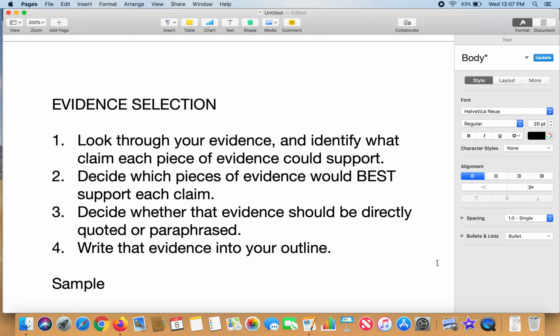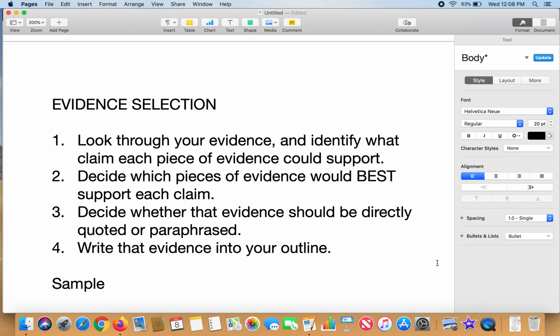Evidence. You will need to select your best evidence to use in your paragraphs to support your claims and your thesis. Here is what you need to do. Step 1, you need to look through your evidence from your research and identify what claim each piece of evidence could support. Not each piece of evidence is usable for every claim, so you need to sort and arrange them to determine what can be used to support what.